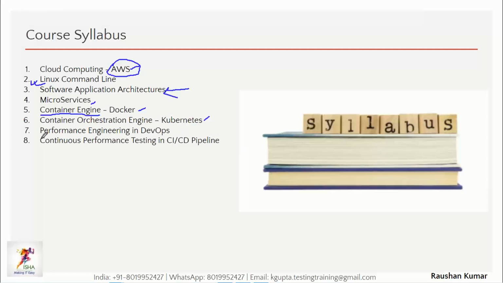Then we'll talk about how performance engineering fits in DevOps, and then continuous performance testing in the CI/CD pipeline. As part of DevOps, the main thing is to create a CI/CD pipeline, and as performance testers, we can also contribute to that pipeline through our performance testing job. A job means a series of tasks, one of the tasks in the CI/CD pipeline. This is what we're going to cover in the course.